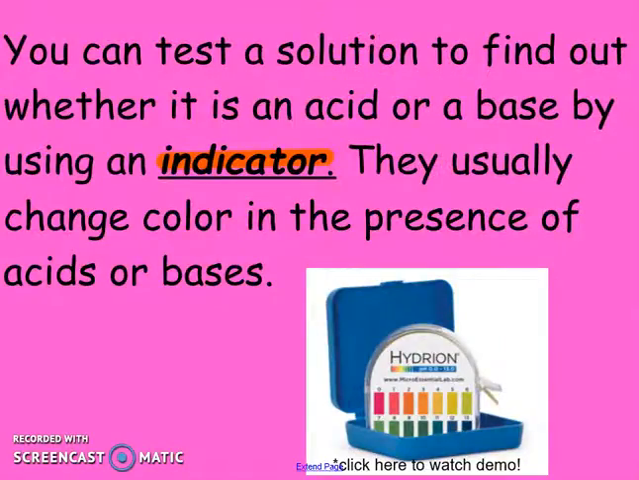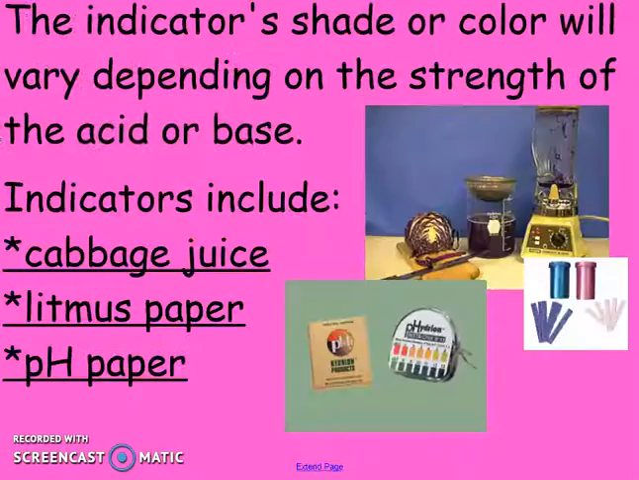If we want to know what a substance's pH is, you use what's called an indicator, and it's called that because it's going to indicate whether it's an acid or a base. There are 3 different types that we're going to talk about. The 3 indicators are cabbage juice, which you can see here in this picture. It's a really dark purple color, and that will change different colors in the presence of an acid or a base. The second is litmus paper. That will also change color in the presence of an acid or a base. And the third is pH paper.